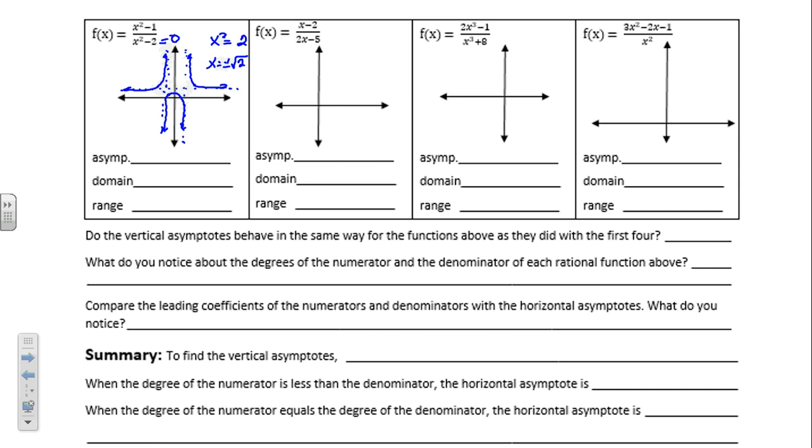All right, so asymptotes then. The x asymptotes are plus or minus the square root of 2, right? And what was our y? 1. All right, so let's look at domain. What's the domain of this guy? Good.